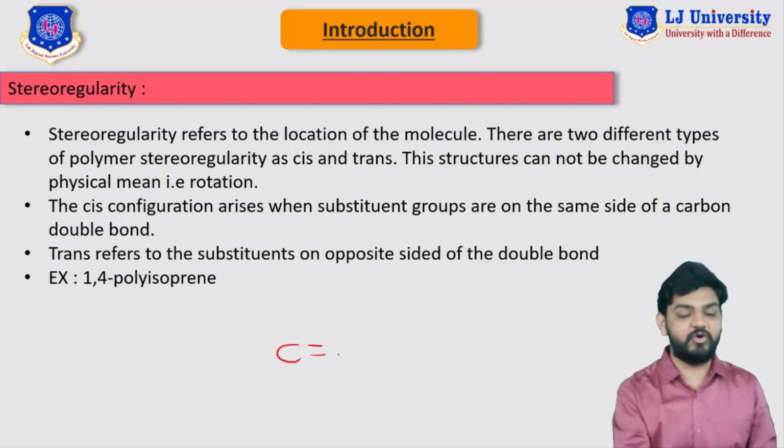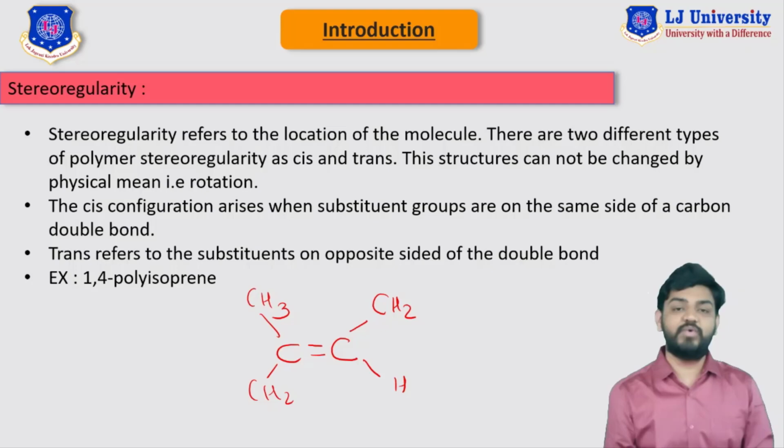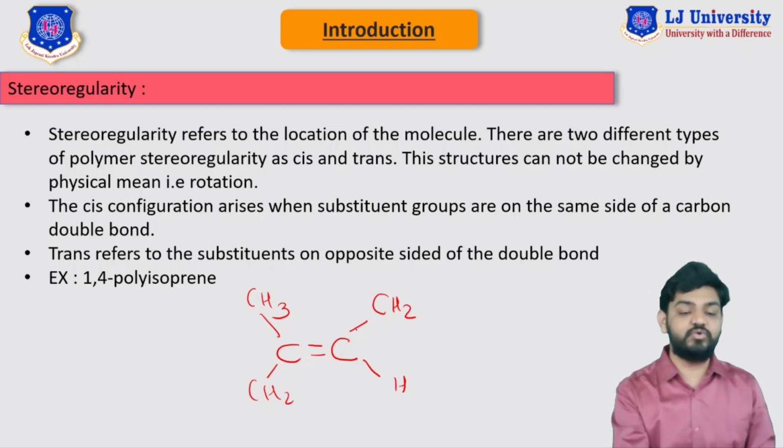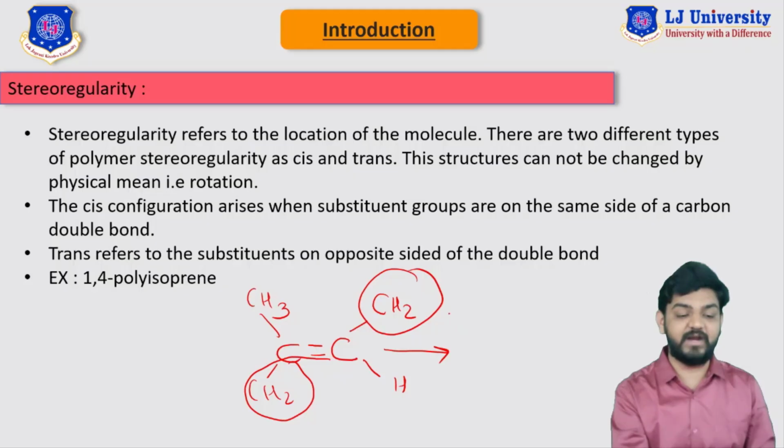Here this carbon molecule is attached to another carbon molecule with the double bond, in which the CH2 group is attached to this side, and on this side we have the CH3 group. On the other side we have CH2, and here we have simply hydrogen. So you can see that both the CH2 groups are now on opposite sides of the carbon double bond. Hence this particular monomer is referred to as trans.